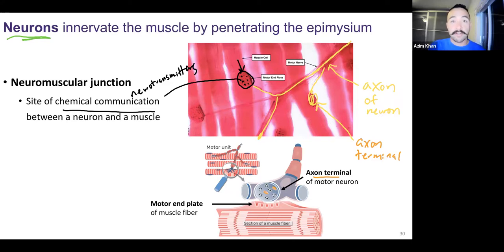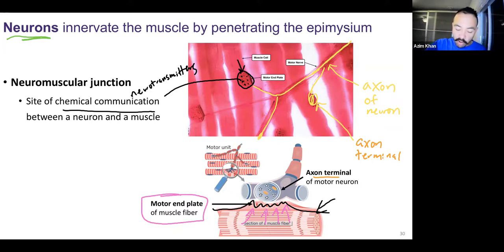Neurons release neurotransmitter. Neurotransmitter binds to, in this case, a muscle, and causes that muscle to release calcium, and then calcium causes contraction. The region of muscle, this highly folded section of muscle that is receiving this signal, and by being highly folded, you're increasing surface area for more signal to come in. This area is called the motor end plate. So an axon terminal releases neurotransmitter onto the highly folded motor end plate of a muscle fiber.